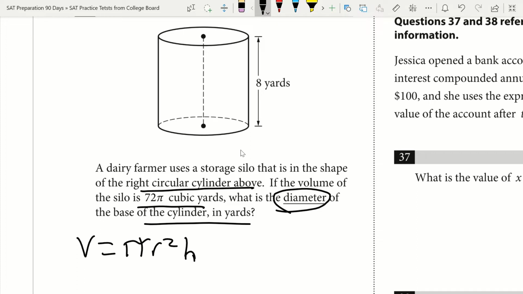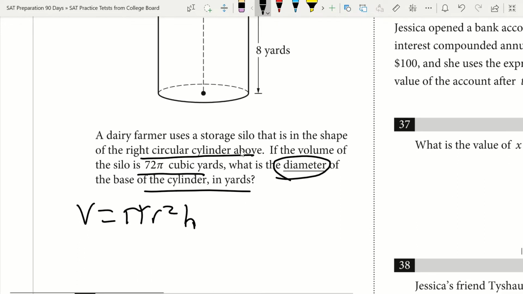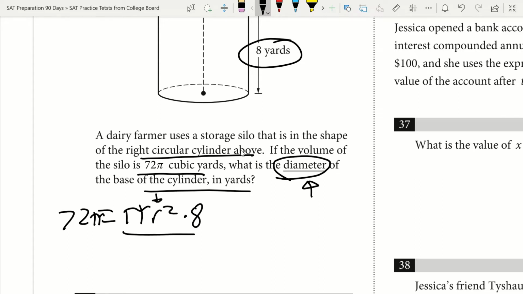All right, so we know our volume is going to be pi r squared times our height. Now we know that our height is 8 yards, so we can go ahead and substitute that in. We know our volume is 72 pi. We're asked to solve for the diameter, so in order to get to the diameter, we're going to solve for the radius and then double it. So we're going to divide each side by 8 pi.